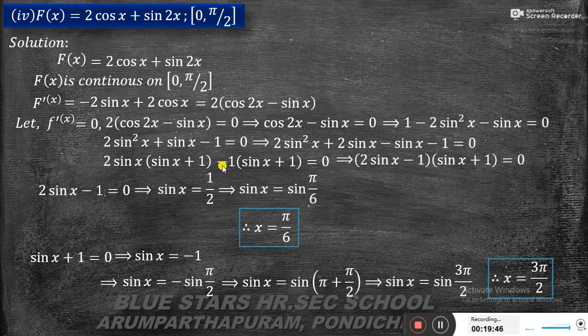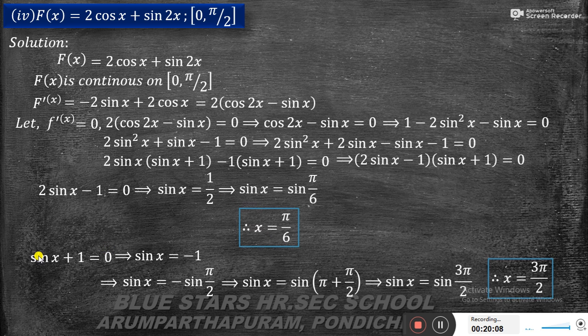In the next step, 1 by 2 means sin 30 degree equal to 1 by 2. So sin 30 degree I write it. Sin cancelled, x equal to 30 degree. 30 degree I represent by pi by 6. Therefore x equal to pi by 6.